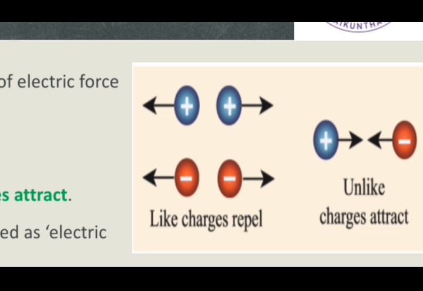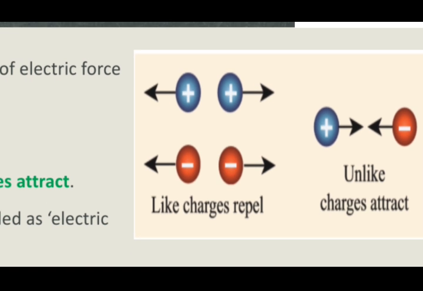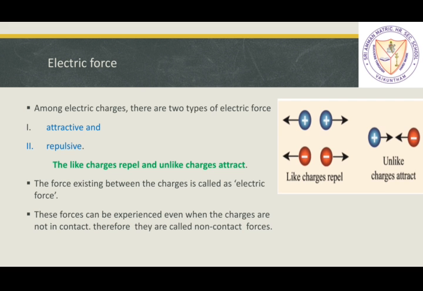Now when we bring two unlike charges, like one is positive and the other one is negative. Unlike means different charges, like means same type of charges. When unlike charges are brought, that is one positive and the other negative, then what happens? They try to attract each other. They come closer. Like charges repel, that means push away. Unlike charges attract each other. So this is about the electric force.